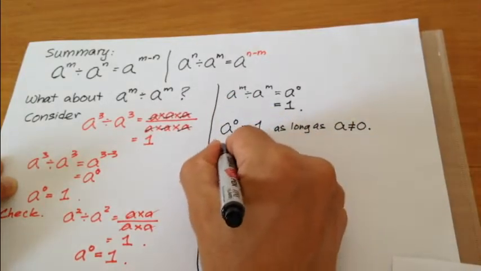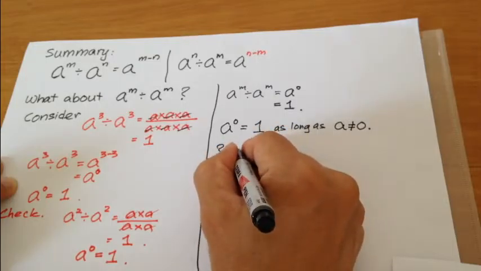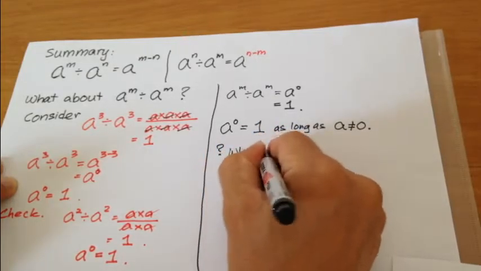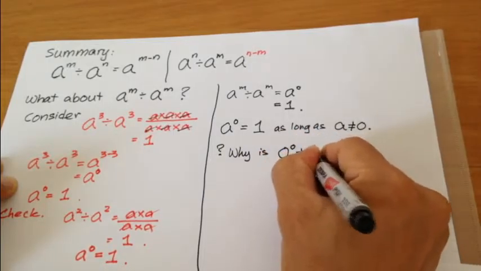So then, a bonus question for you to think about is, why is 0 to the power of 0 not equal to 1?